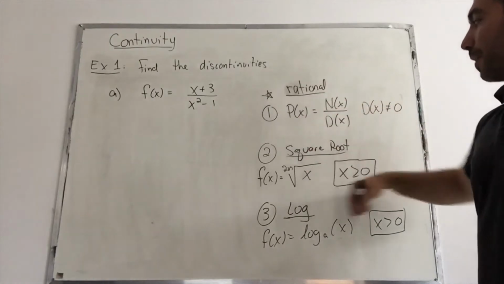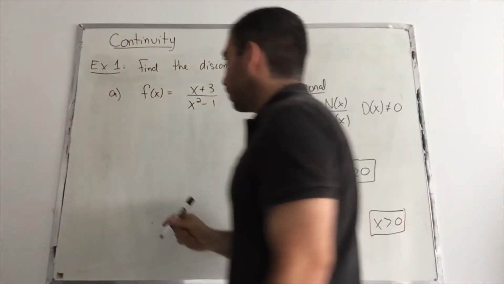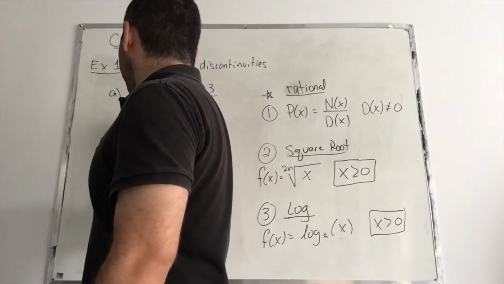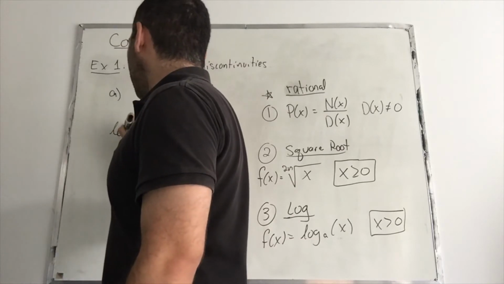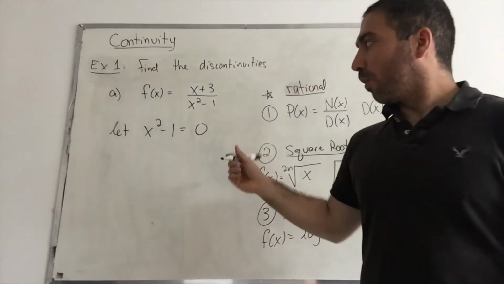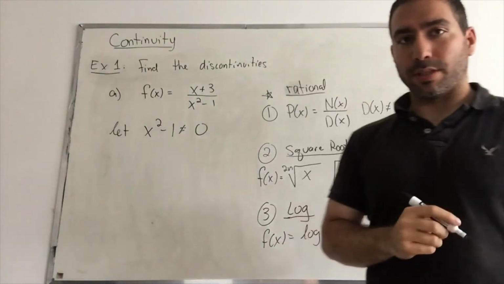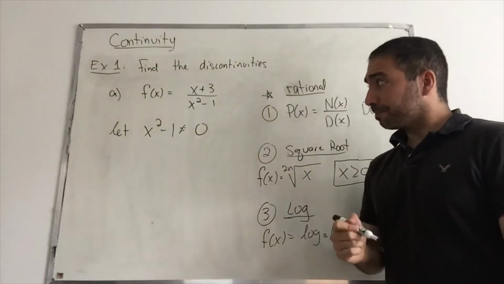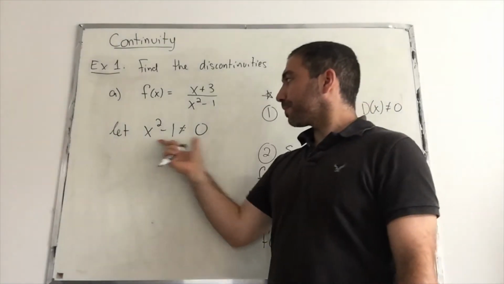So just keep this in mind. But to solve the question over here, we're going to let the denominator, which is x squared minus 1, equal 0. If you want, you could put it cannot equal 0. That's probably a bit more accurate. And now we have to solve this.